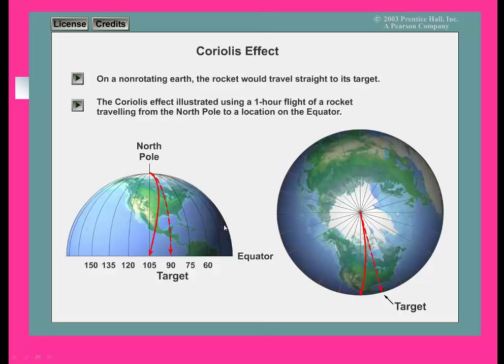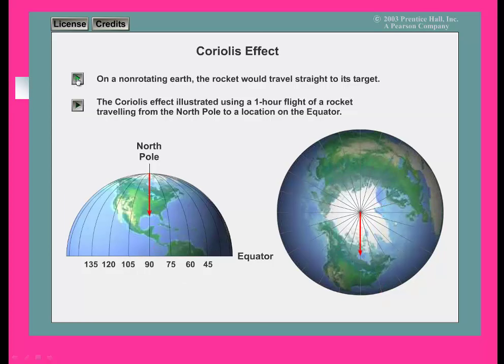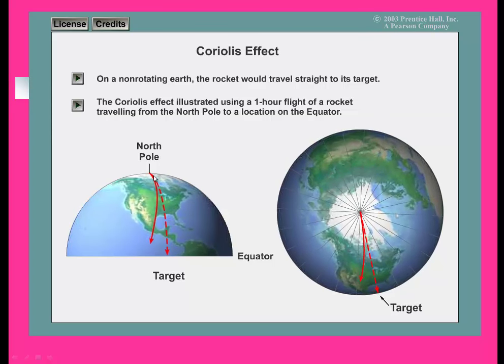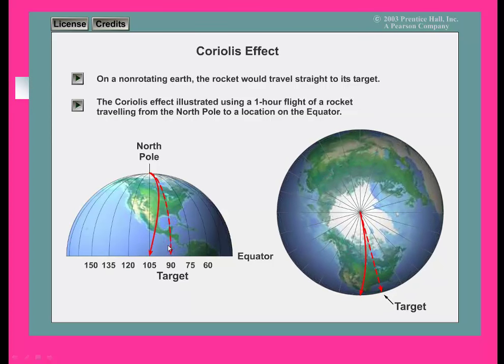This is an animation, and if we had a stagnant Earth and we shot a rocket or a cannonball from the North Pole towards the equator, it would go in a nice straight line. And when I hit this thing, this will be a Coriolis. I'm using a 1-hour flight of a rocket traveling from the North Pole to the equator. As the Earth actually moves, it's 24,000 miles around, so it moves at about 1,000 miles an hour. And if we take a look, the line that it draws is still going to be nice and straight.